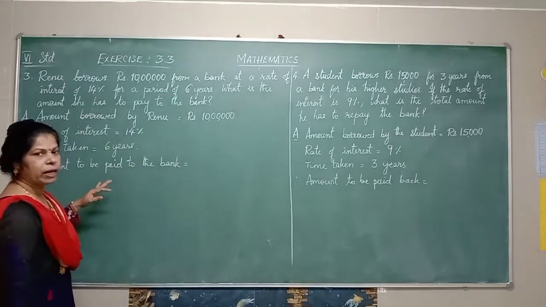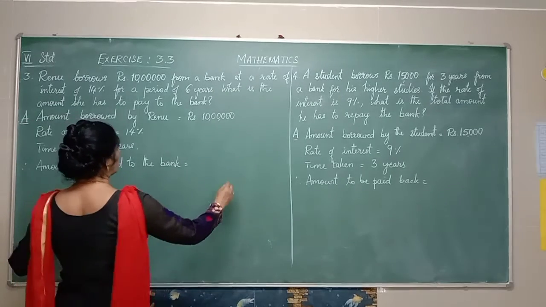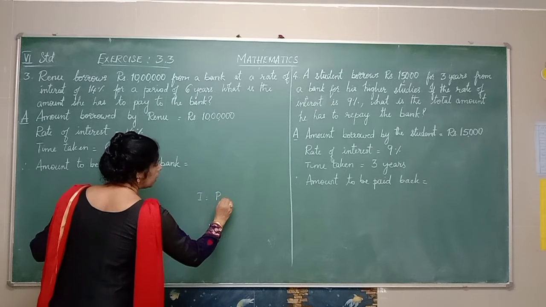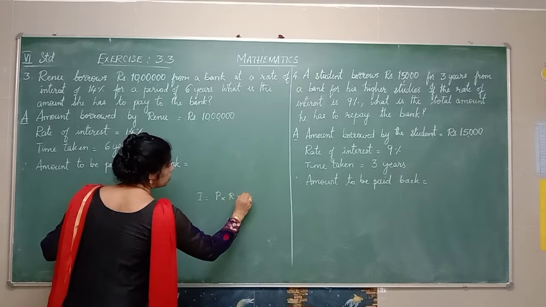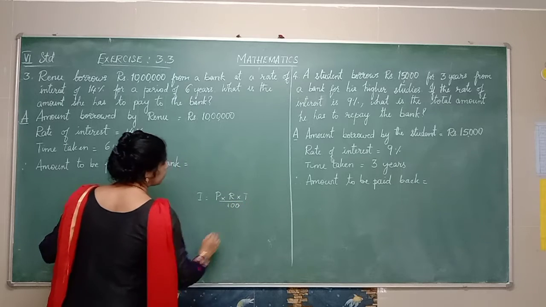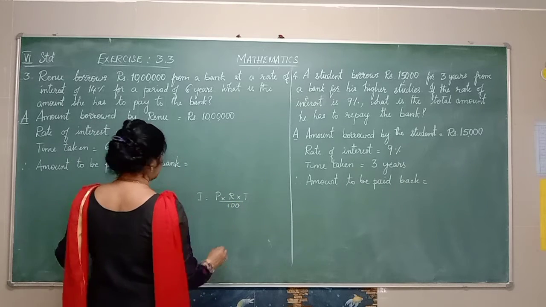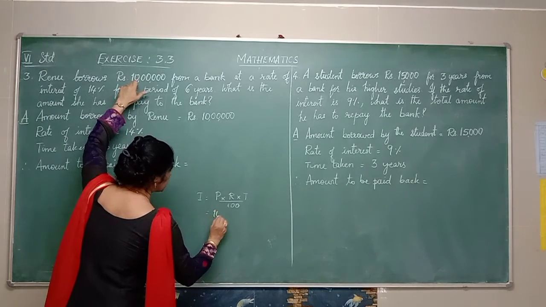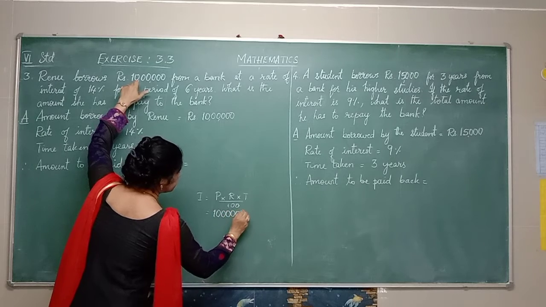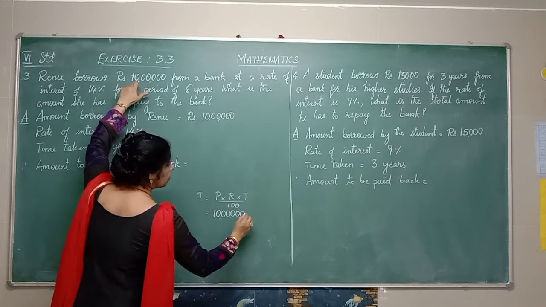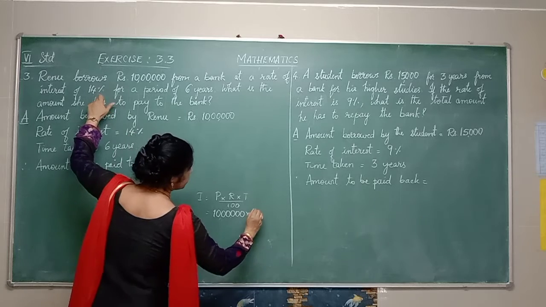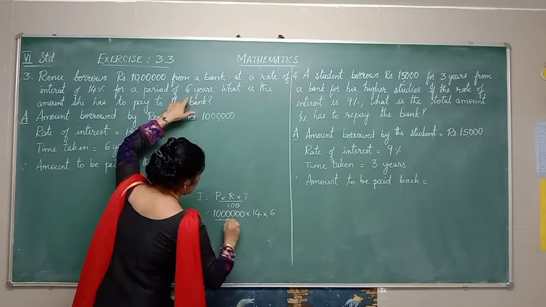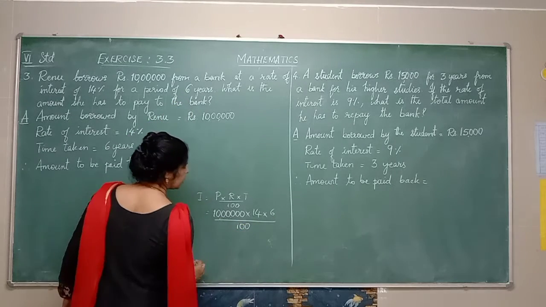First, you have to find out the interest. So, how to calculate the interest? Already you know, no? Interest is equal to P into R into T by 100, isn't it? So, here P is how much? It is 10 lakh. The principal amount she has taken is 10 lakh. Now, the rate of interest is 14% and the time is 6 years, divided by 100.